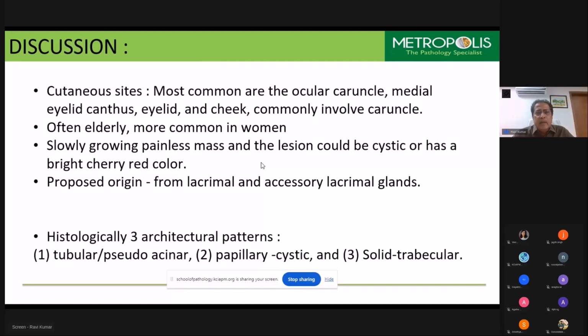It is a slowly growing painless mass; the lesions could be cystic or have a bright cherry red color. Proposed origin is probably the lacrimal gland or accessory gland. One important thing: I don't know whether you can get hydradenomas in the conjunctiva, I'm not sure, because hydradenoma usually comes from sweat glands, okay? They are probably not seen in the conjunctiva, if I'm correct.